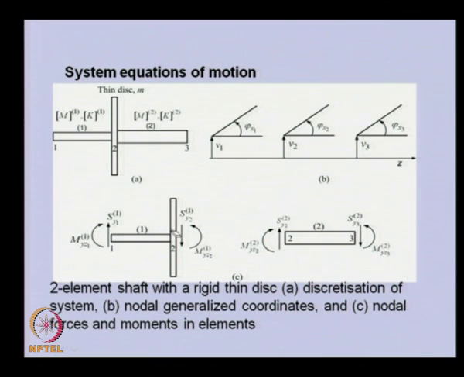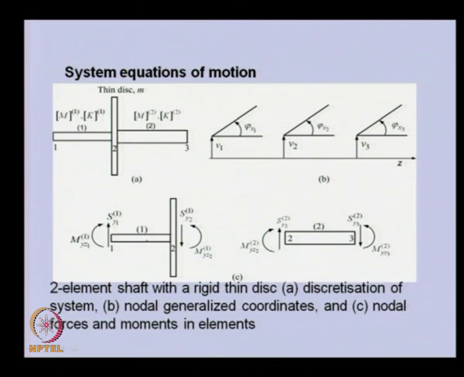The disk we are keeping with the first element. In the second element we are not keeping the disk. This disk we could have kept here, but we need to keep it in only one of the elements, because once we join these two elements back we should have only a single disk mass contribution. So, in this particular case we have kept the disk in element 1. You can see various reaction forces and moments, shear force, coming.